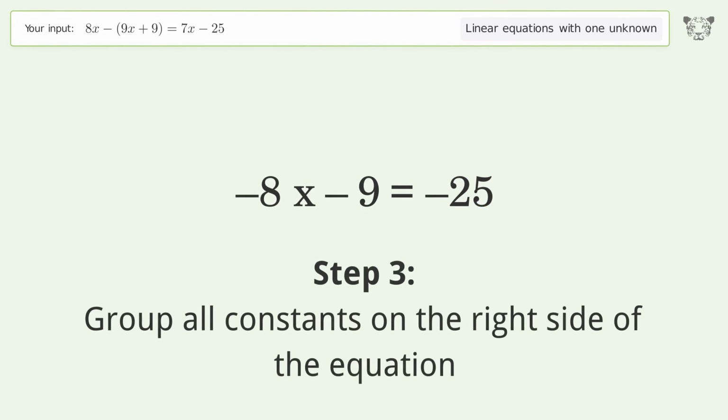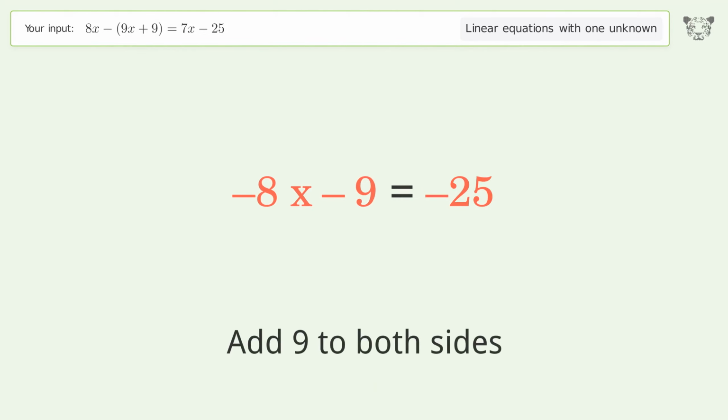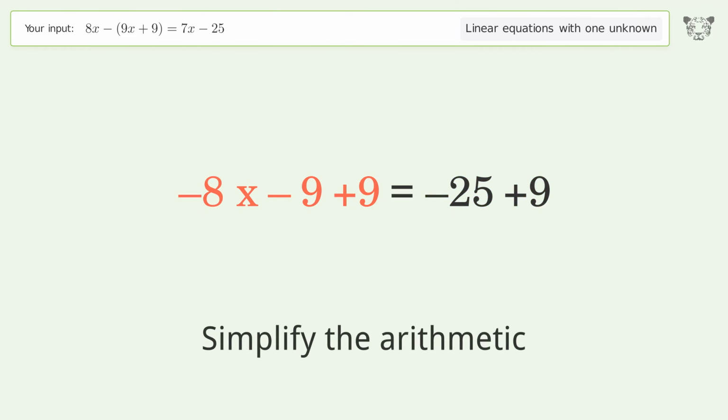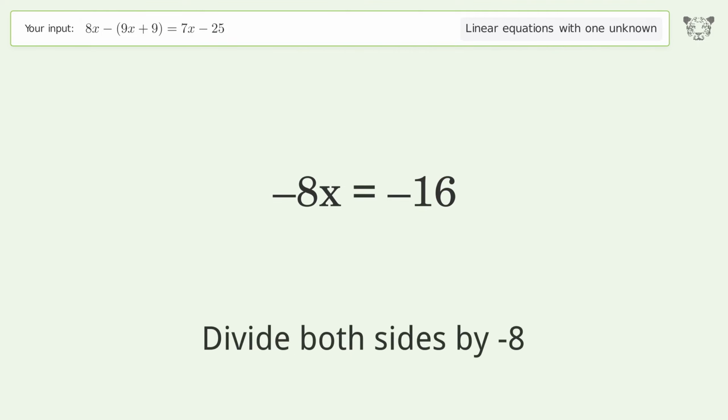Group all constants on the right side of the equation. Add 9 to both sides. Simplify the arithmetic. Isolate the x. Divide both sides by -8.